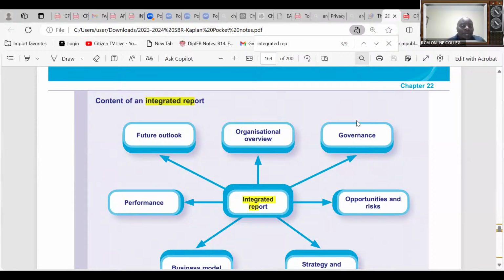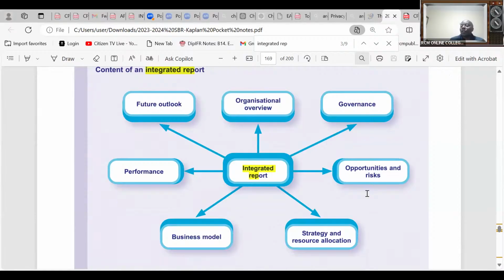You must tell us something to do with governance. How many directors do you have? Out of those directors, how many of them are full-time and how many of them are part-time? How many of them, ladies and gentlemen, are executive and how many are independent? You must come and tell us something about opportunities and risks.